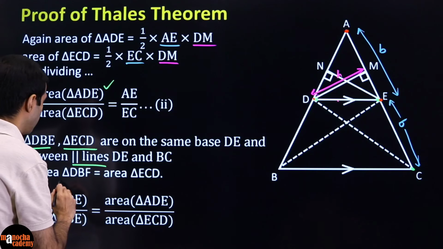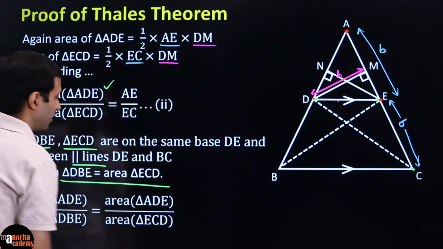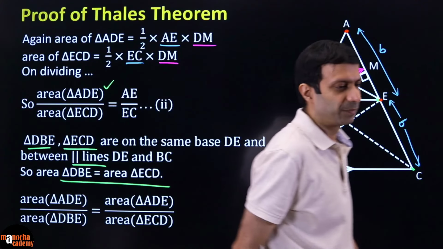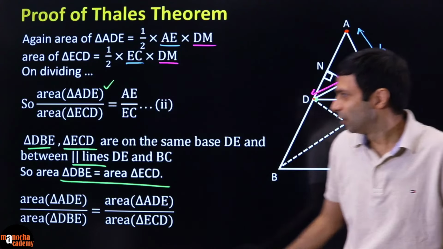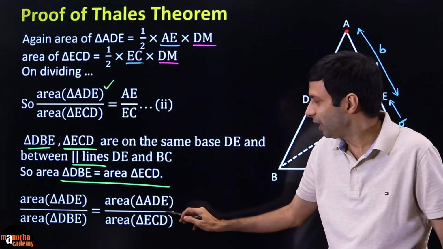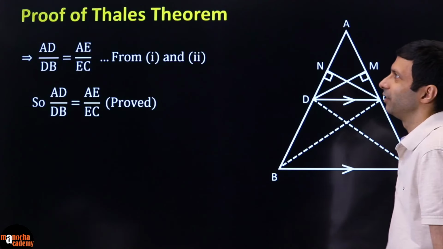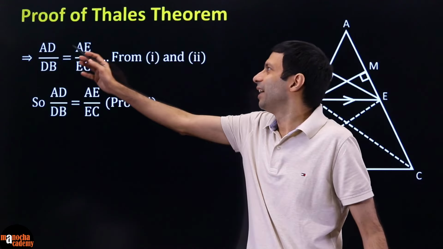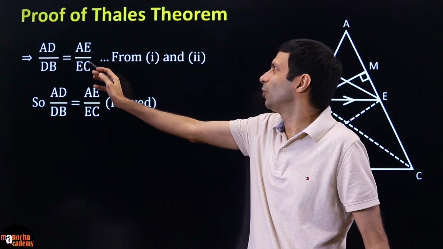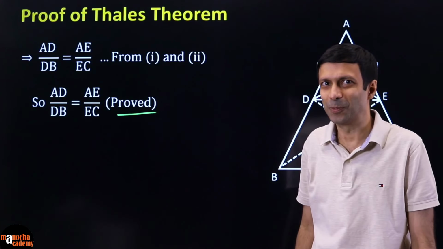So their area is going to be same. DBE and ECD have the same area. So the denominators are same. So that means area of ADE by DBE is going to be same as area of ADE by ECD. Since denominators are same, therefore we can clearly get AD by DB is equal to AE by EC, and so we have proved the Thales theorem.